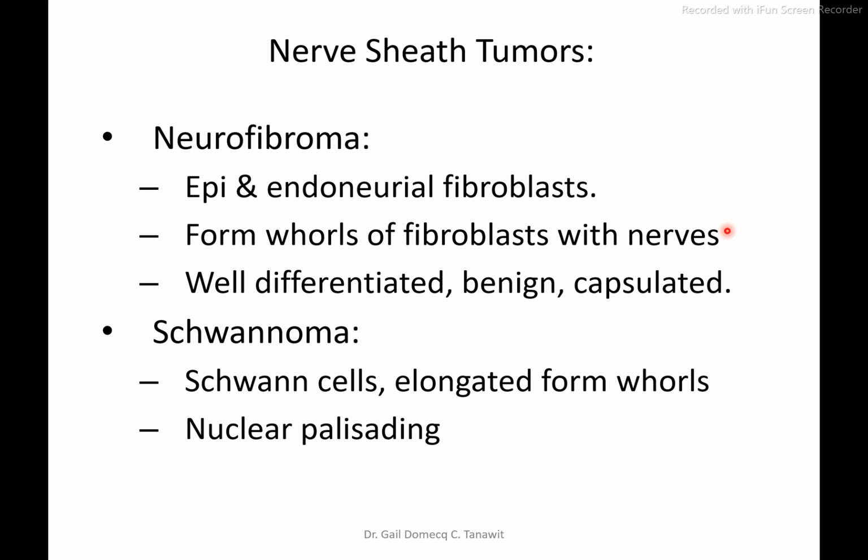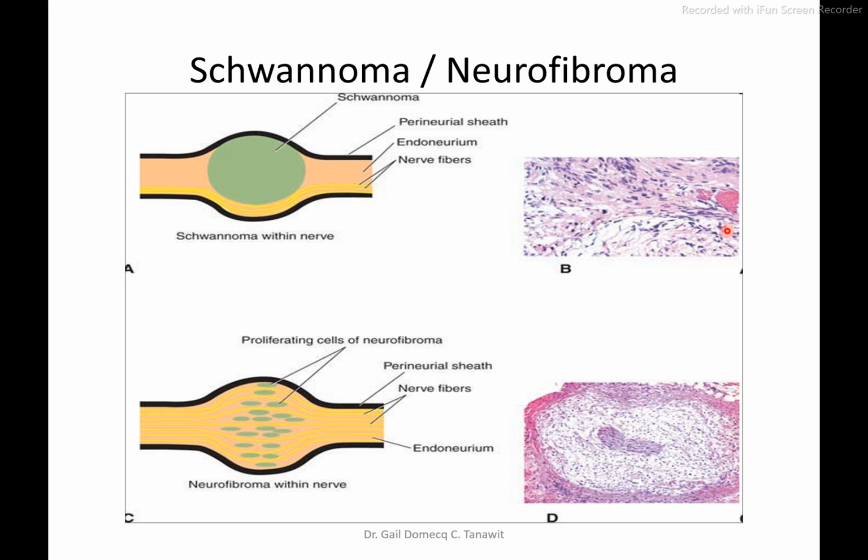Now for schwannoma, this is coming from the Schwann cells. They form elongated whorls with nuclear palisading. So it's a mimicker of glioblastoma multiforme, since that also has palisading. So this is your schwannoma versus that of the neurofibroma.